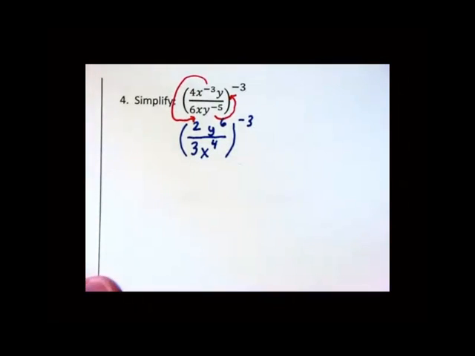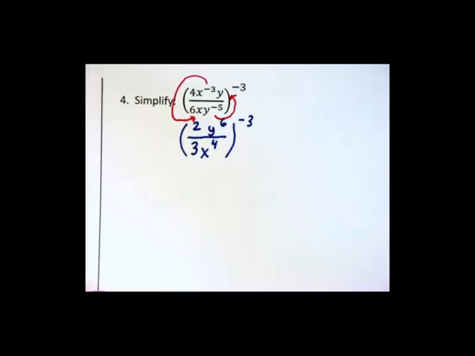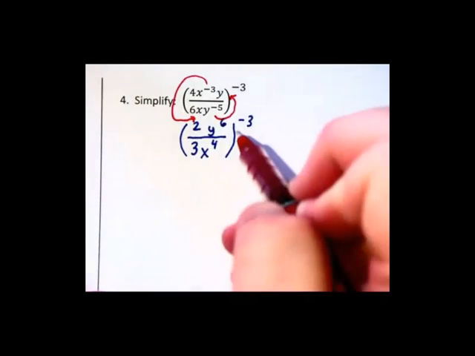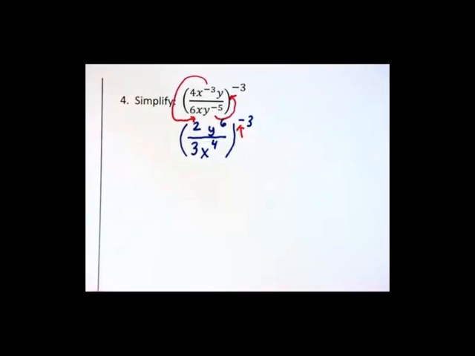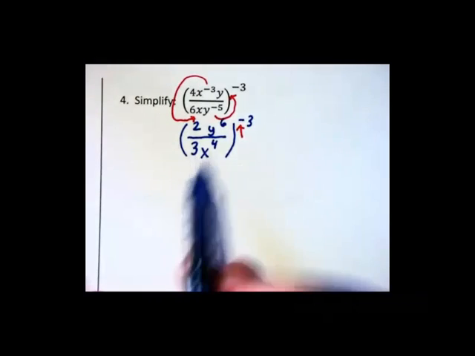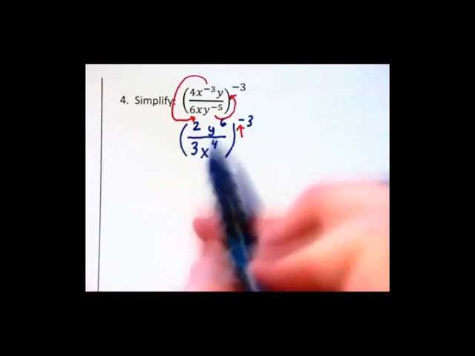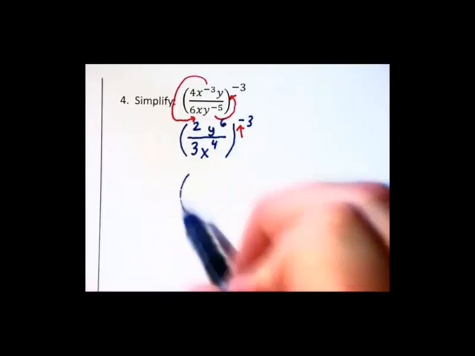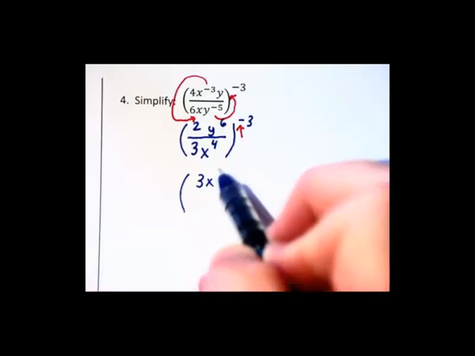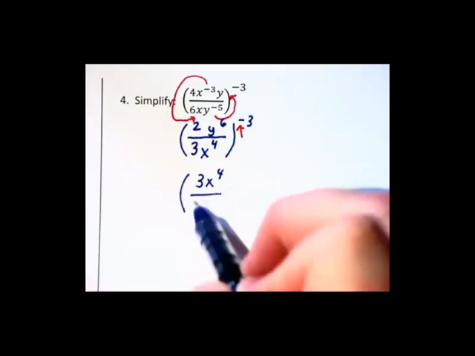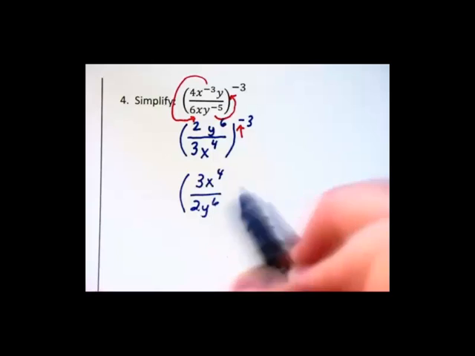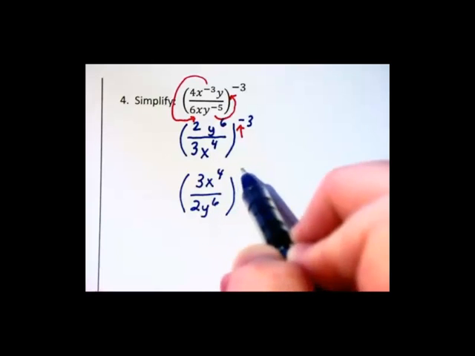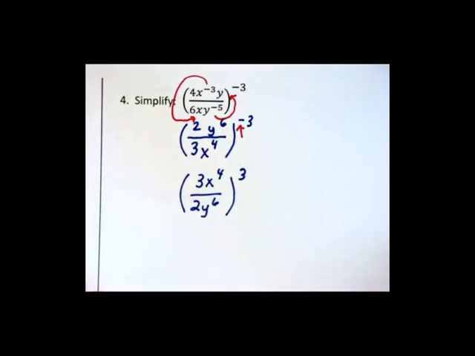Now that the inside of the parentheses is all simplified, rather than showering that negative 3 in, I'm going to just shower in the negative. That moves inside to each term, and basically each part inside moves from numerator to denominator or vice versa, which is going to create 3x to the 4th in the numerator over 2y to the 6th down below. That all is going to get raised to the 3rd power.